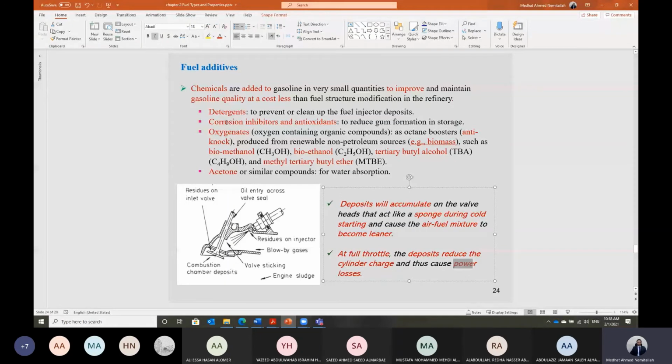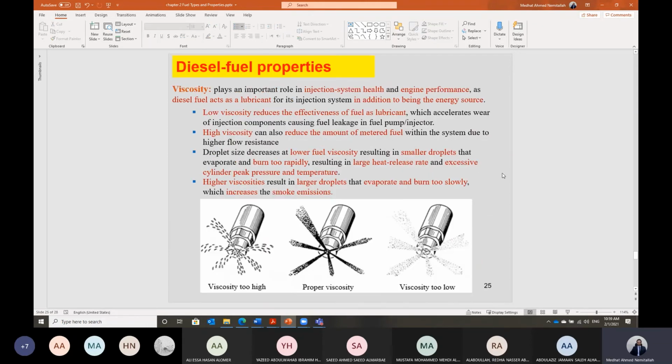Also, in some cases, we add some corrosion inhibitor and antioxidant in order to prevent gum formation in the fuel tank. And we may have some oxygenated fuel, as we said, like methanol or ethanol. It has to be added to the fuel in order to improve the octane number. If we have some liquid water in the fuel, shabab, this may result in a severe effect on the fuel nozzle, in the fuel injection nozzle, in the fuel injector. And that's why in some cases we have to add some acetone, if the fuel has some amount of water, in order to absorb the water from the fuel.